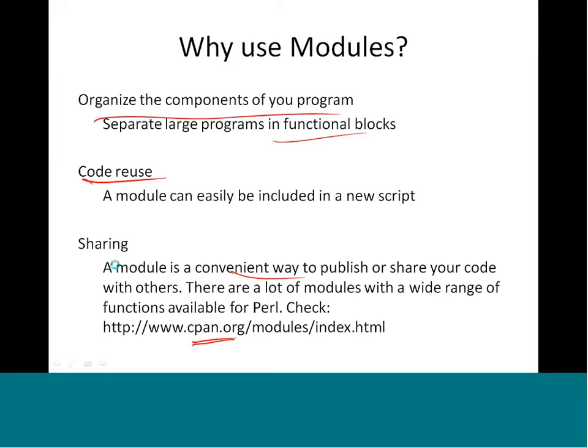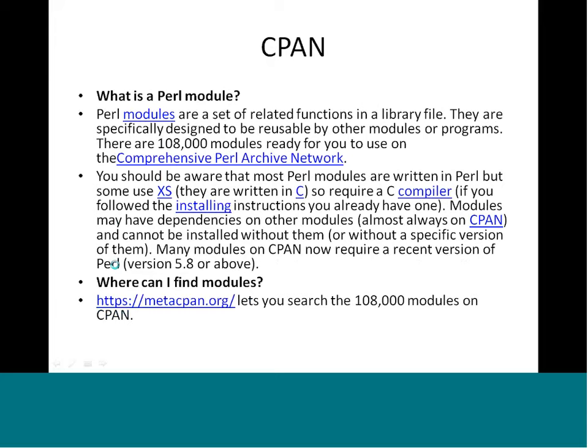So now let's look at what CPAN is. Before that, as I mentioned, PERL modules are sets of related functions in a library file. They are specifically designed to be reusable by other modules and programs. Currently, there are about 108,000 modules that are readily available for your use. So what is CPAN? CPAN is the Comprehensive PERL Archive Network. I want you to go and look for it because CPAN modules are widely used, and pretty much come with every PERL installation. And you should check whether your installation has this.